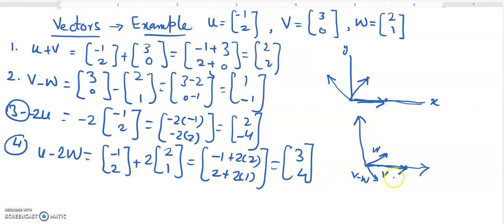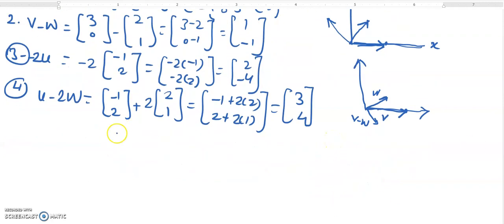In this case, since it is v minus w, we have v, and then we have to take minus w. Minus w will be on the opposite side, so if you put w over here, then minus w will be in this direction. So this v minus w will be like this.